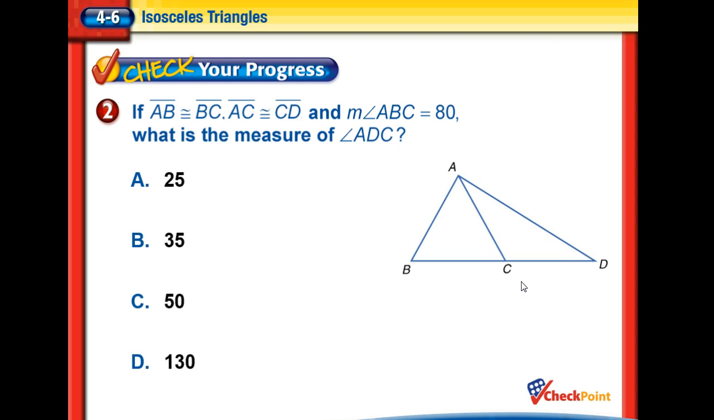So you need to try this problem in your notes, draw the picture. If you don't want to write out all these words, at least make the marks. So mark that AB is congruent to BC, and that tells you that B is your vertex angle, and this angle up here, BAC, and BCA are your base angles, so they will be congruent. Okay, the ABC is 80 degrees. They want to know what's the measure of ADC way out here.